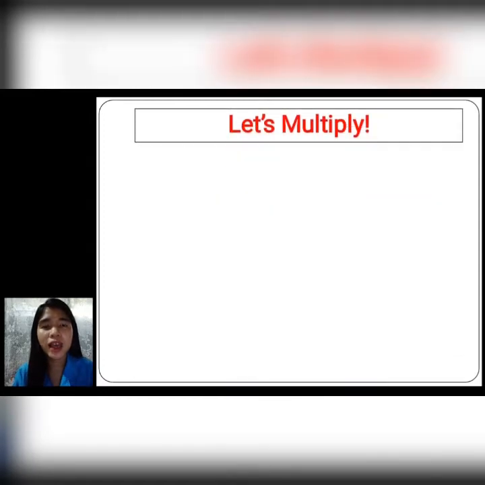Before we start, let's have first an activity. This activity is called Let's Multiply. All we have to do is to get the product of each equation or find the missing numbers to make the equation correct. So let's start.